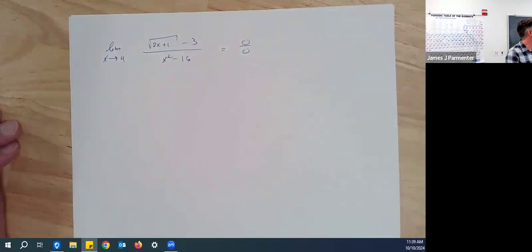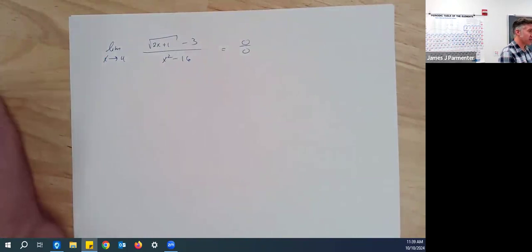I know that plugging in 4 is a problem. I would really like then to be able to cancel a factor of x minus 4. Because x minus 4 is what's problematic. The bottom, that's going to be easy. I can factor x squared minus 16 as x minus 4 times x plus 4. In the top, that's not going to be so easy. That doesn't just factor without doing something else first.